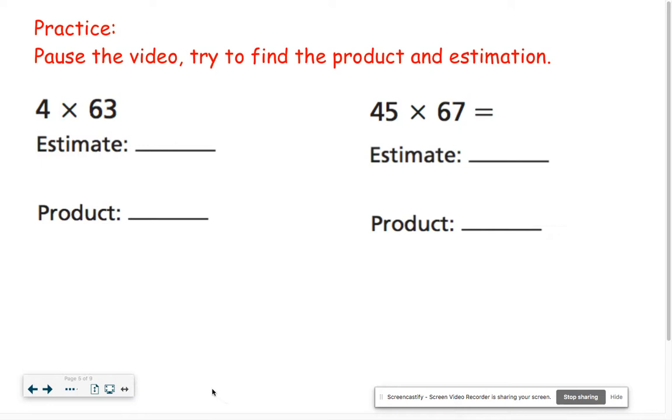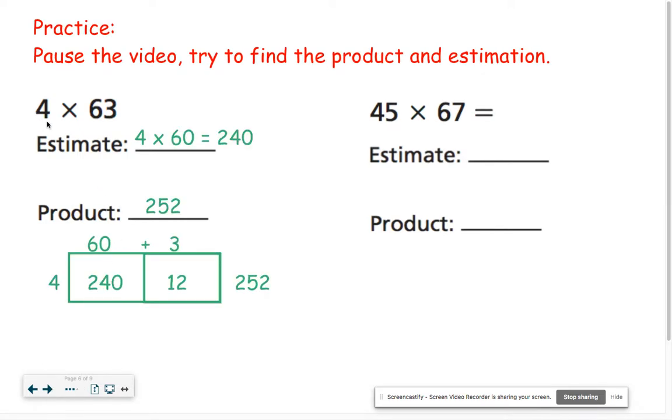This is a great time to pause the video and give it a try. See if you can come up with the correct product and estimation for both problems. All right, welcome back. We're going to start with the first problem.